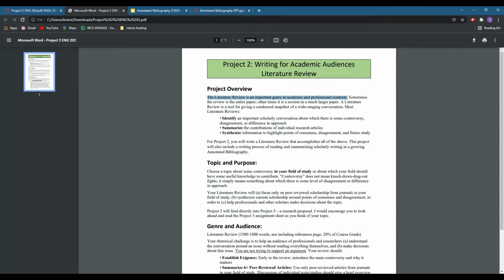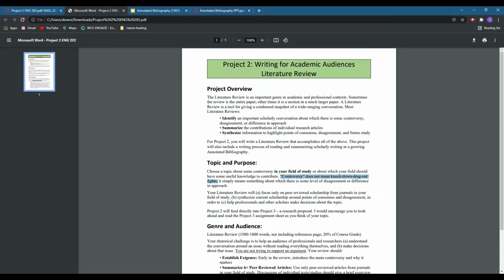So there's three things that you're being asked to do for your literature review. And again, we'll look at examples of what this looks like in the coming weeks. But the first thing that you need to do, and this is what you need to do now in order to do even your annotated bibliography, is to identify a conversation that's happening in your field where there is controversy, disagreement, or difference in approach. So down here you can see controversy does not mean a fight that's happening. What it means is that there's not an agreement yet.